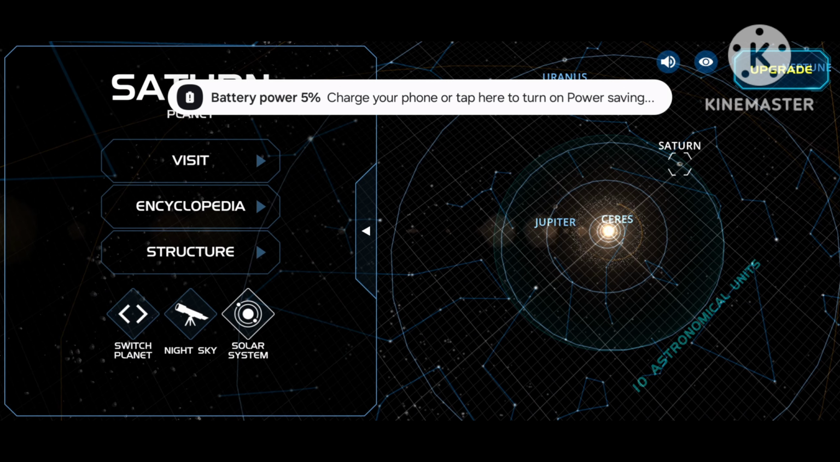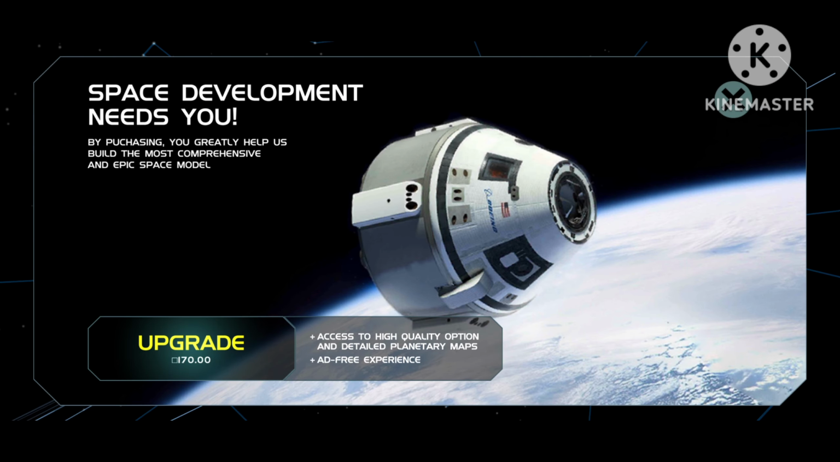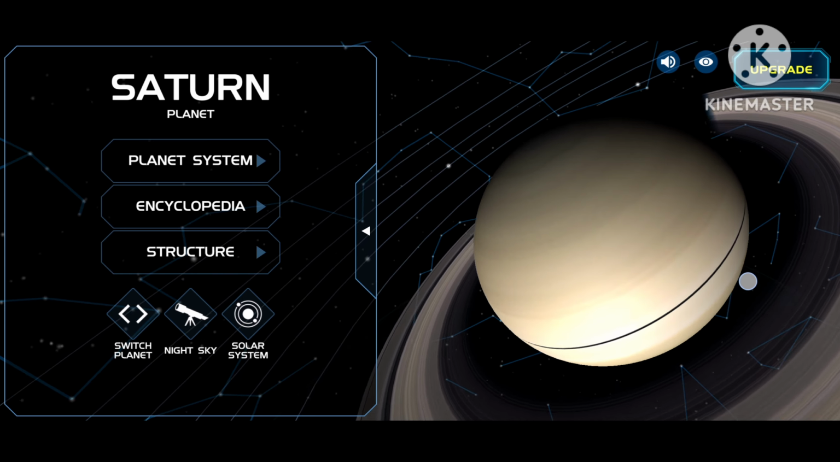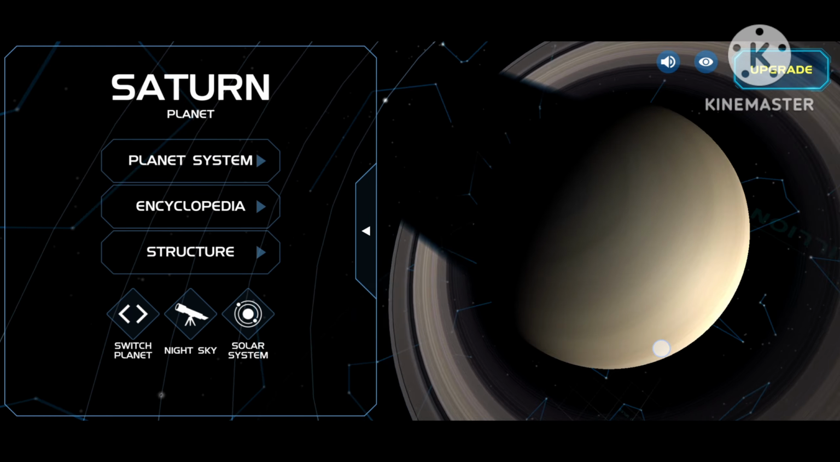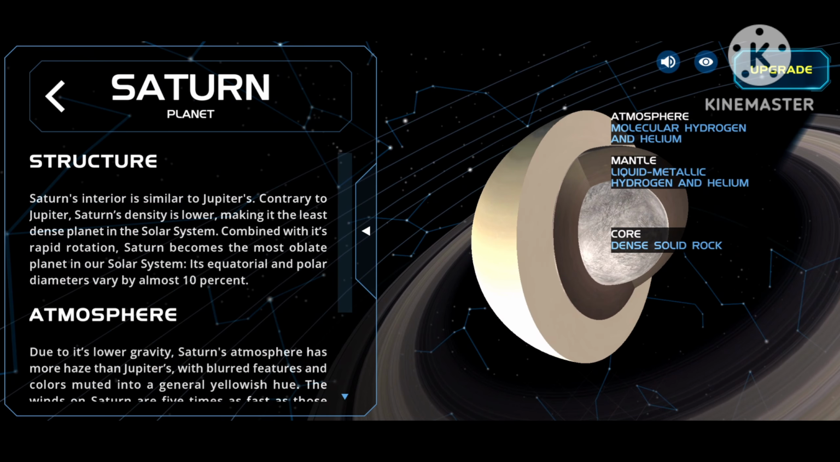Here you can see on the screen, just a second. Okay, so here you can see, if we talk about the structure of it, this is Saturn, how it looks like. You can see the structure. So there are three layers. The first one is known as the atmosphere. We can see the outer layer we are talking about.